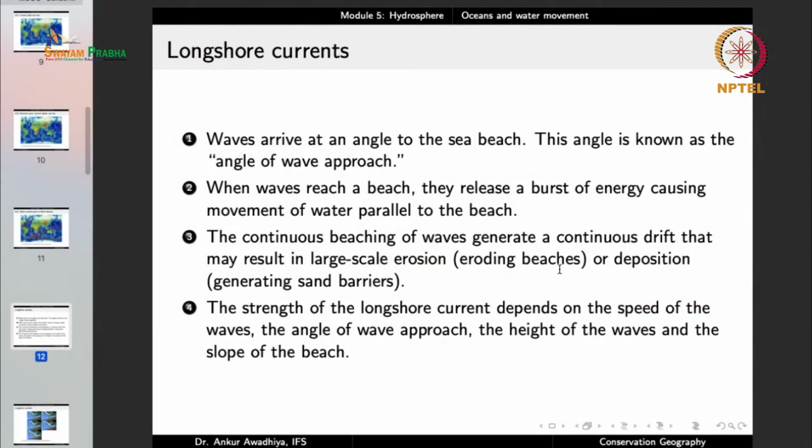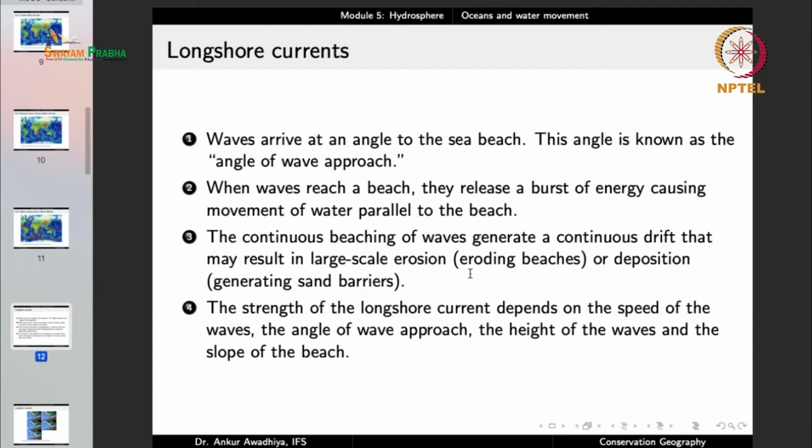So this is a movement of water that is parallel to the beach, and water being a very good geomorphological agent, it will do its regular job, erosion and deposition. So when it erodes away the sand, the beaches will reduce in size. When it deposits this sand somewhere later, in those locations the beaches may expand, or it may even result in the formation of other structures such as spits. So we had observed spits in one of the earlier lectures, and the spits are formed because of the longshore currents, or it may result in the generation of a sand barrier.